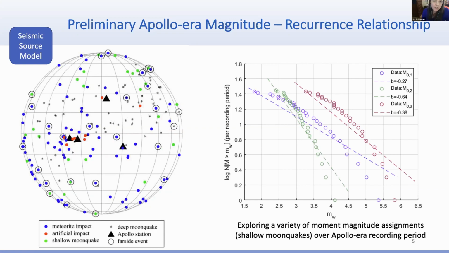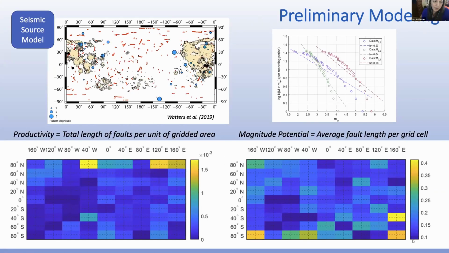And so here we're just showing some ideas we've been exploring to do a gridded approach of the hazard of the sources of seismicity on the moon. If we take the total fault length per gridded area across the globe, we can get an idea of productivity. You could imagine the more faults you have, the more cumulative length you would have. So an interpretation would be that maybe that part of the moon is more productive and more tectonically capable of producing seismicity. Whereas on the right, we have magnitude potential.